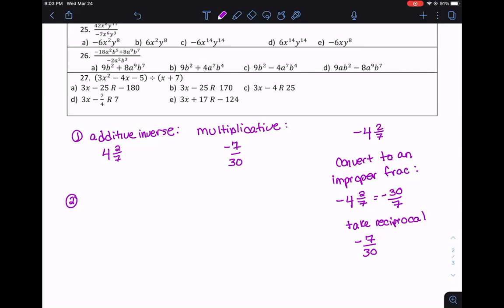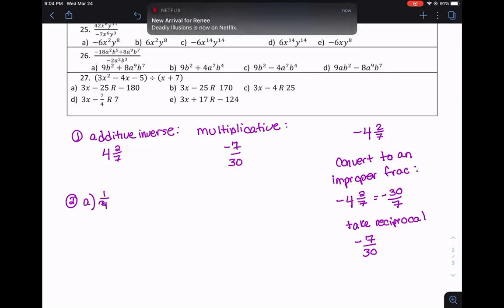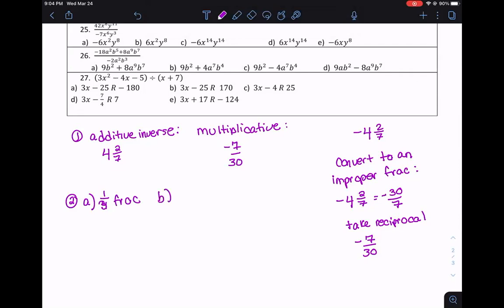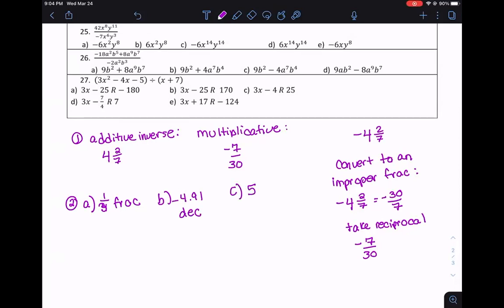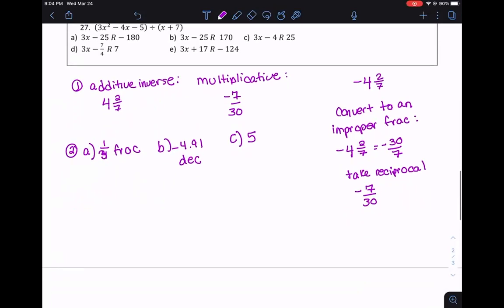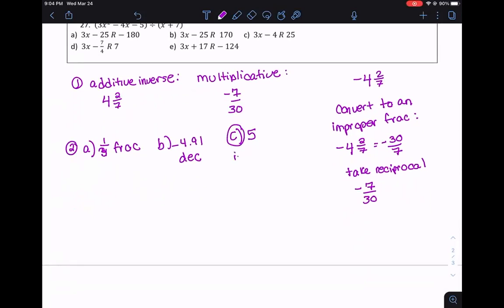Which number is an integer? Let me write down what each of these are. 1/3 is a fraction, so that is not an integer. -4.91 is a decimal, so that is not an integer. Letter C is a positive whole number, so the answer is C. It is an integer.